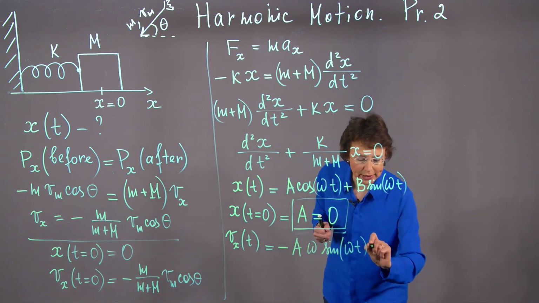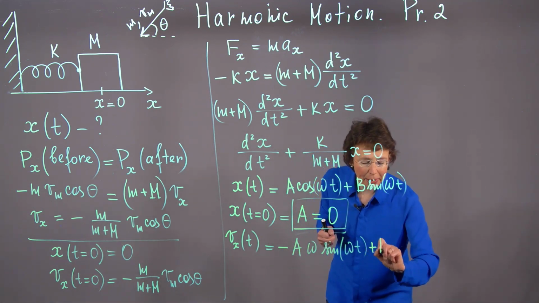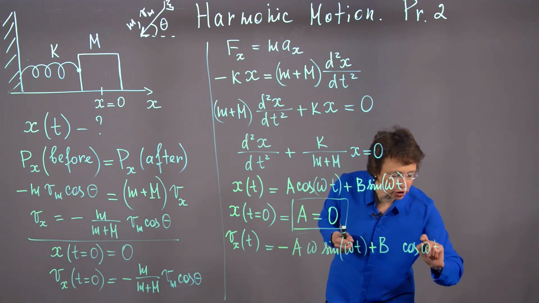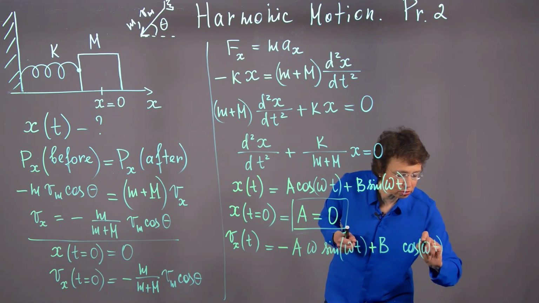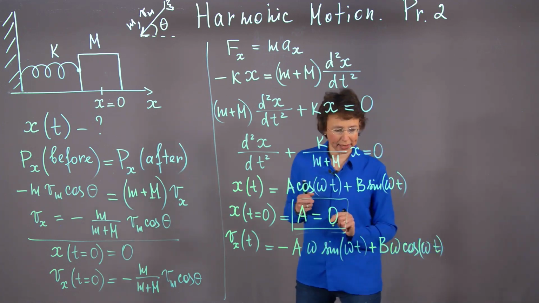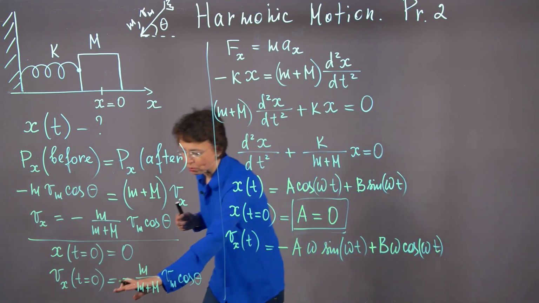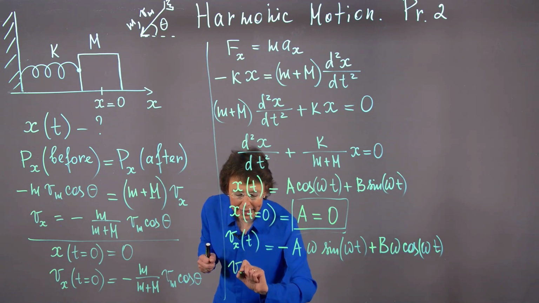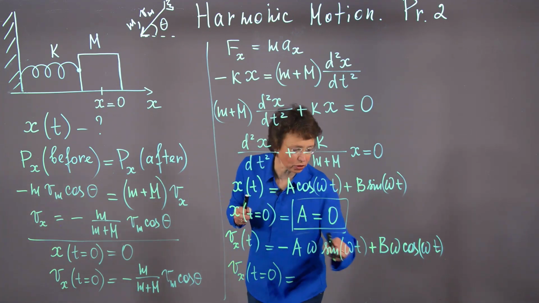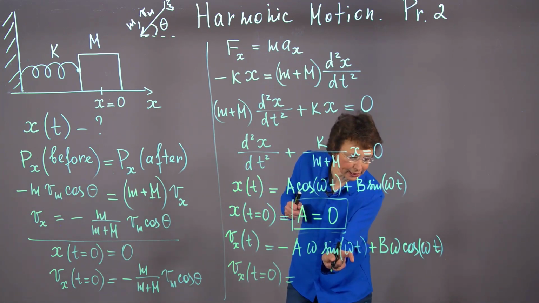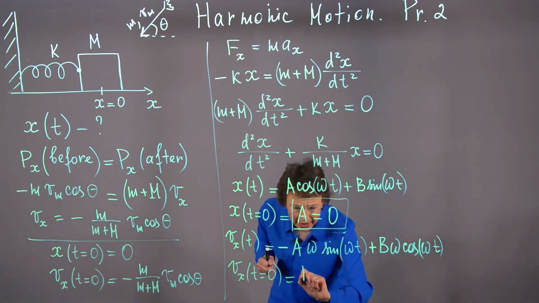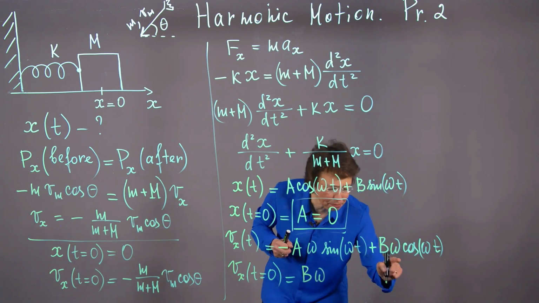Then I differentiate the second guy. It will be plus b cosine omega t, and the chain rule will give me omega here. Okay, so now I use my initial condition. Vx at time moment 0. I plug in time moment 0. Sine 0 is 0. Cosine 0 is 1. So I'm left with b omega here, b omega.